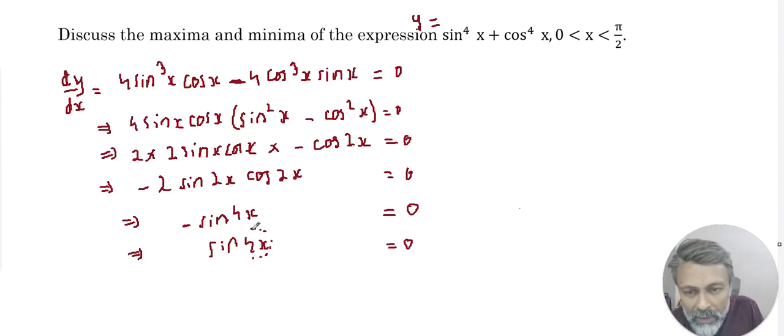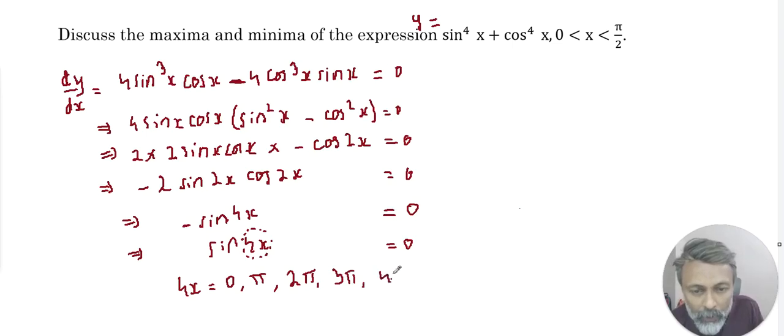Therefore, 4x can be 0. Then sin 0 will be 0 that way. Or it can be pi. As we know, sin pi is also 0. Or it can be 2 pi. Or 3 pi. Or 4 pi. And so on. It can be any integer pi. Let's divide by 4. So x can be 0 or pi by 4. And when you divide 2 pi by 4, it will become pi by 2, and so on.